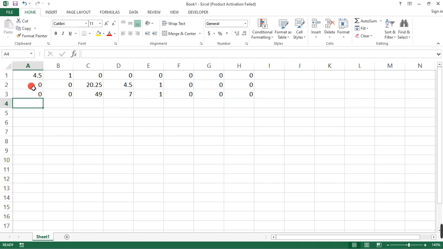Third row, fourth row. Next. 49, 7, 1. Now the fifth row.